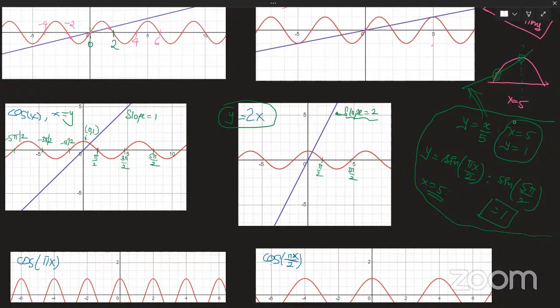In each function, how many solutions are there? One. Both are also one, correct.